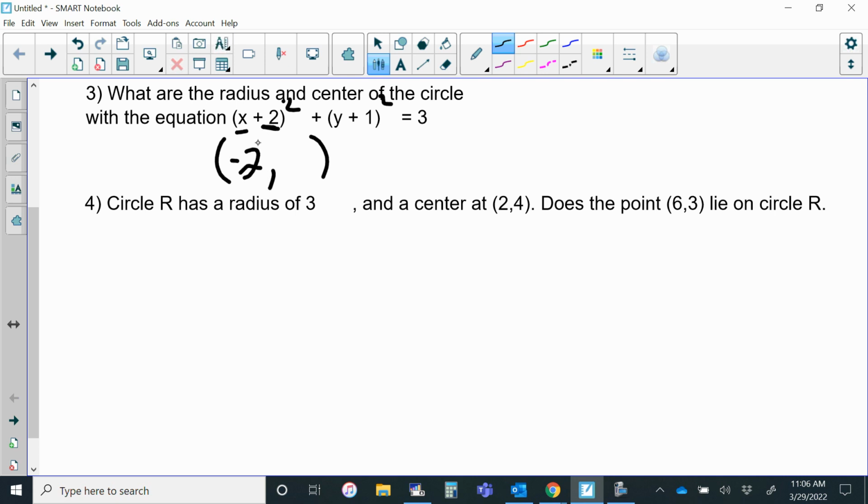And it goes with the x. And the opposite of this goes in the y. So -1, -2, -1. Does that make sense for a center? What is my radius?